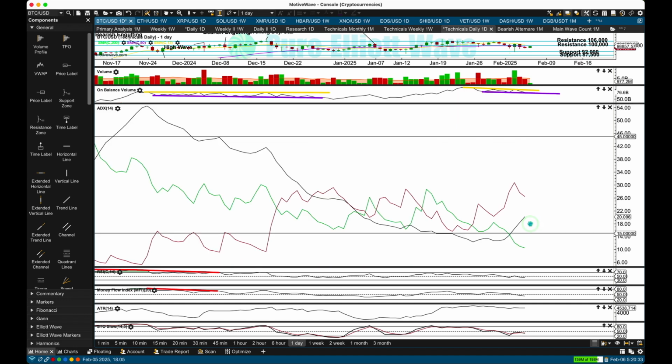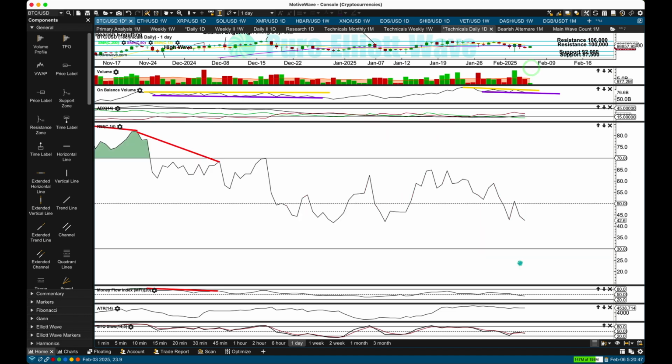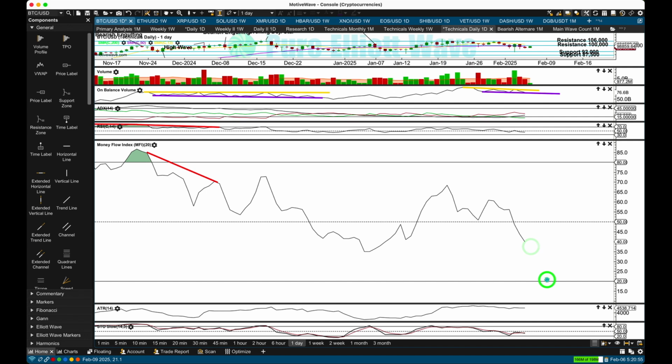ADX is increasing. It's telling us there is now a downward trend for Bitcoin at the daily time frame, so we could see support again tested. I'm a bit suspicious about that though, because the volume profile is so very clearly bullish. If there is indeed a downward trend in place, there's a way to go before RSI reaches oversold, and there's a way to go before money flow reaches oversold.